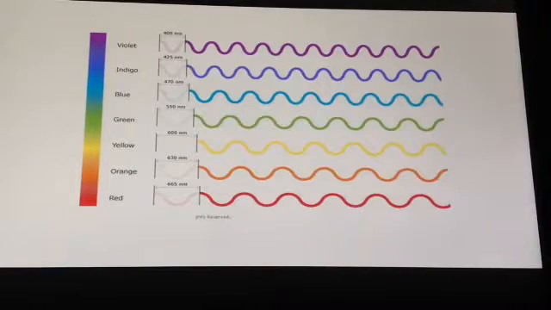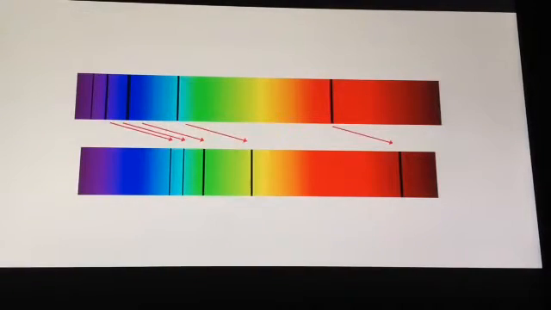Light is a wave. Different colours of light have different wavelengths and frequencies. Red light has the longest wavelength and the lowest frequency of all the colours. If light waves are stretched, the wavelength gets longer and the frequency gets lower. So if the light is moving away from us, the waves are stretched and the object appears red. Or if we look at the spectrogram, the absorption lines shift towards the red end of the spectrum.